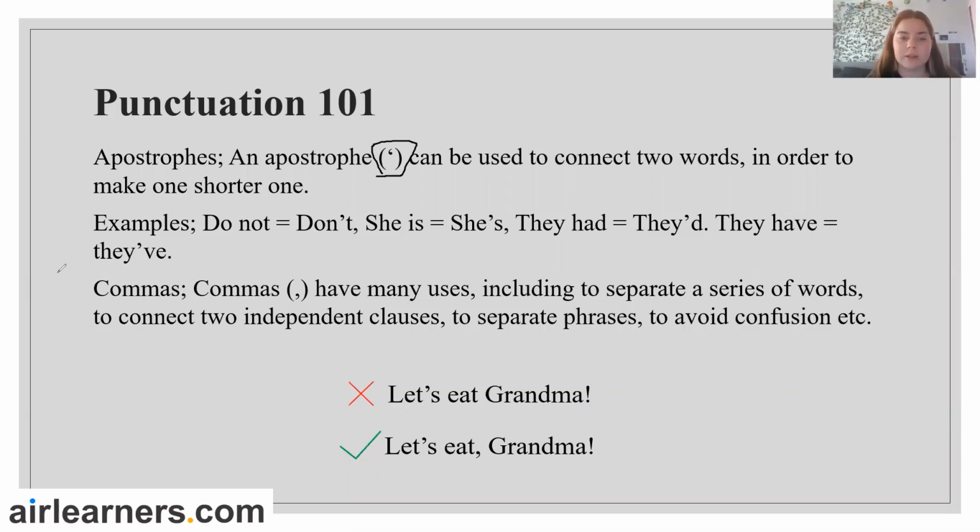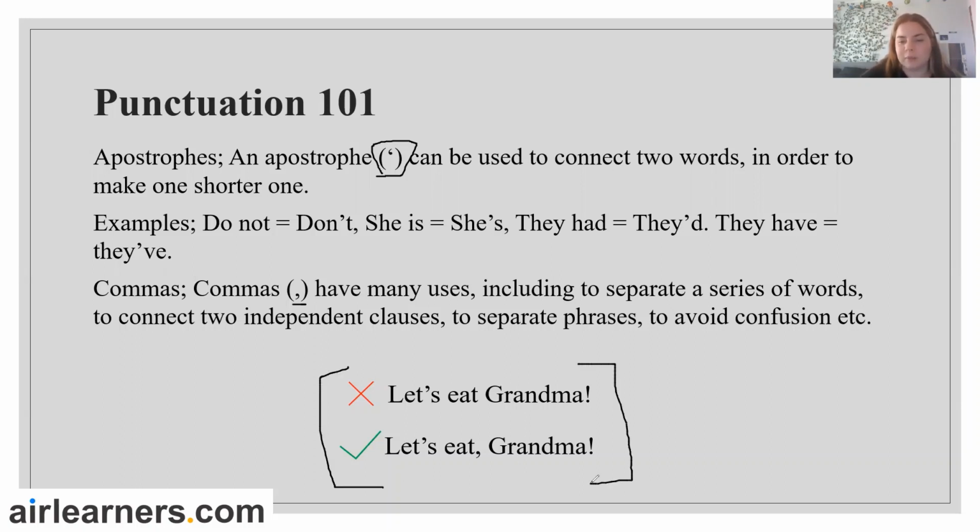Now we have commas. Commas, which are seen here, look kind of like an apostrophe, but flipped over on the bottom. So commas have many uses, including to separate a series of words, to connect two independent clauses, to separate phrases, and to avoid confusion. So here we have an example.